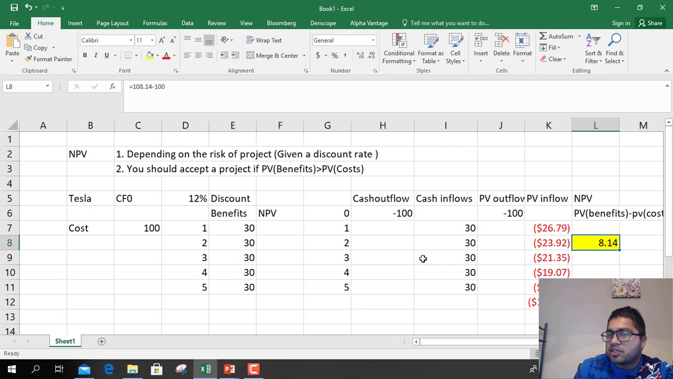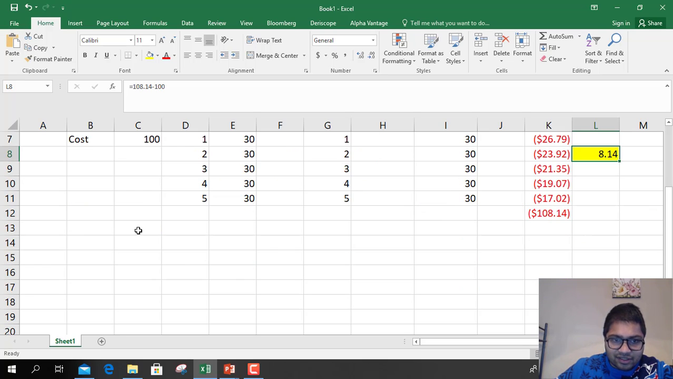So should you accept this project? Yes. If NPV is positive, we accept the project. If NPV is negative, we reject the project. If you have 2 or more projects, you will choose the highest NPV. So what is the decision?